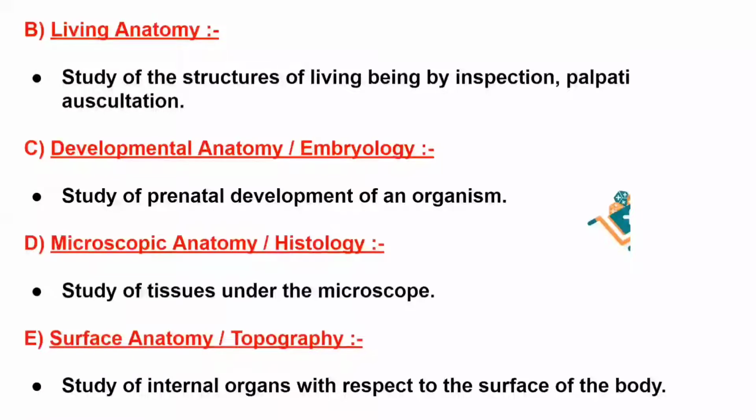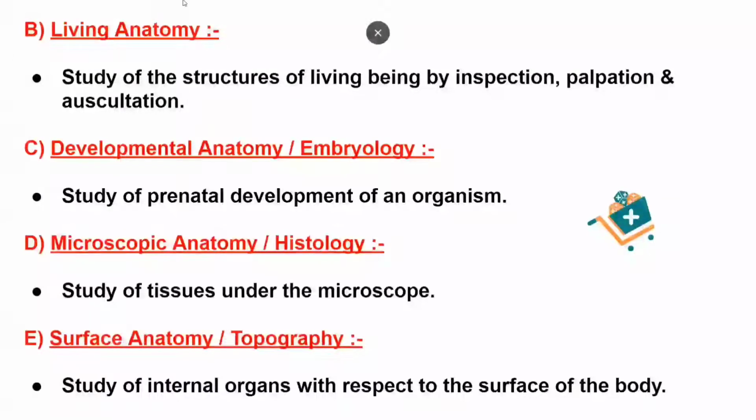And then developmental anatomy means embryology. It is basically the study of a fetus, from prenatal life, when the zygote is formed after fertilization, how that zygote further develops, the cells divide and it becomes a fetus, a small day 13 embryo, and then day 14 embryo, how it develops to be a complete human being. That is embryology.